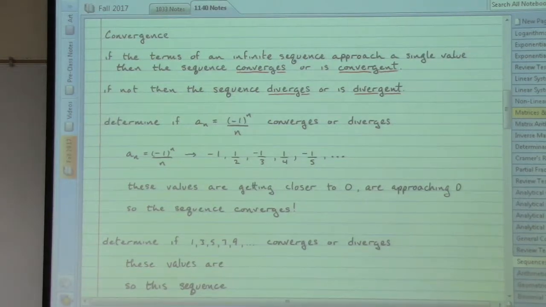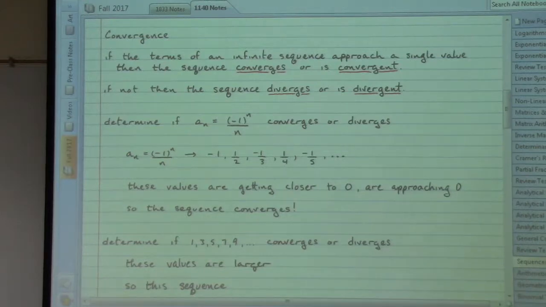So, to literally write that down, these values are getting larger, not approaching a particular number. So we would say that this sequence diverges.